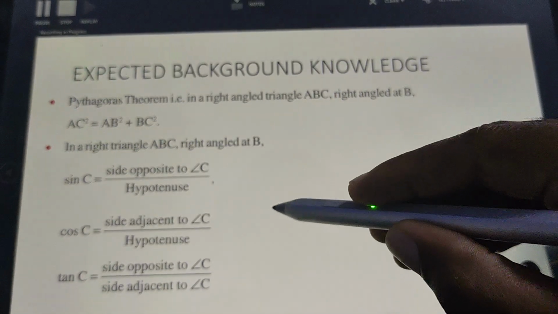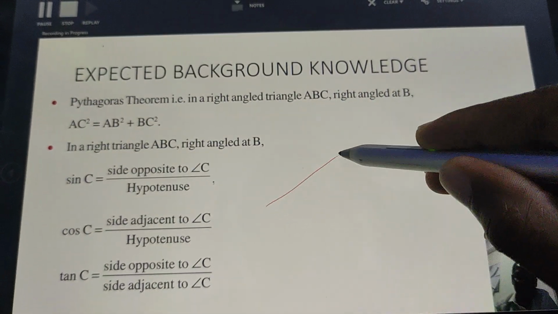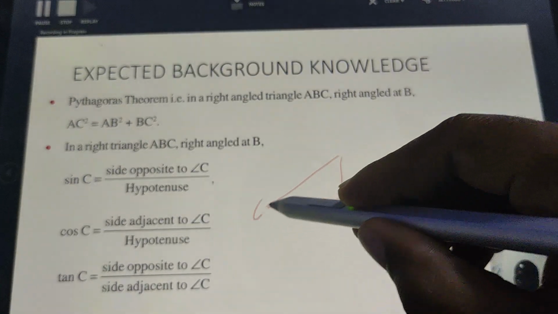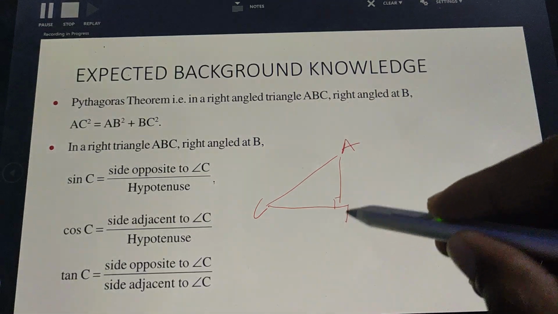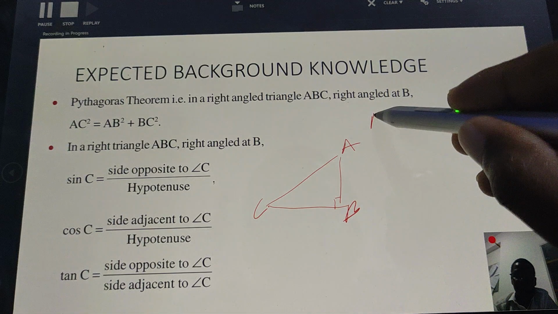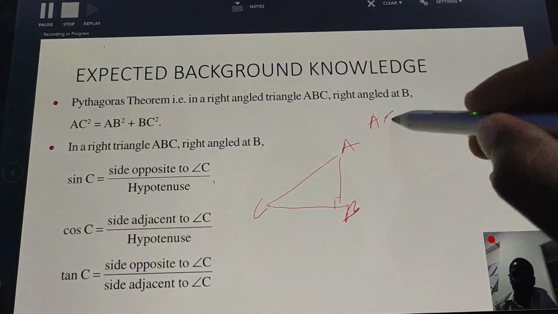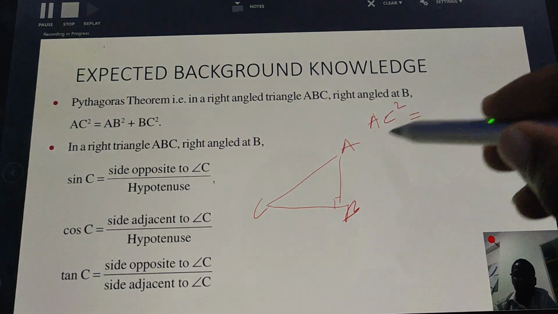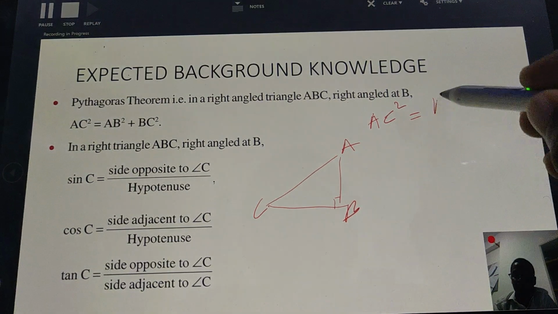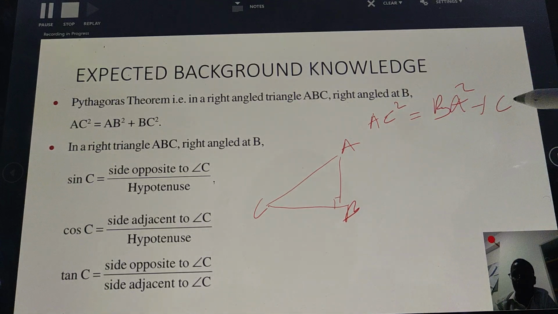For example, we can have this right-angled triangle. Okay, you can say that's C, A, B. If it is Pythagoras, you know that AC is the hypotenuse. AC squared should be equal to the sum of the squares of the opposite and adjacent sides, so it's BA squared plus CB squared. So that's Pythagoras theorem. You have to know that.